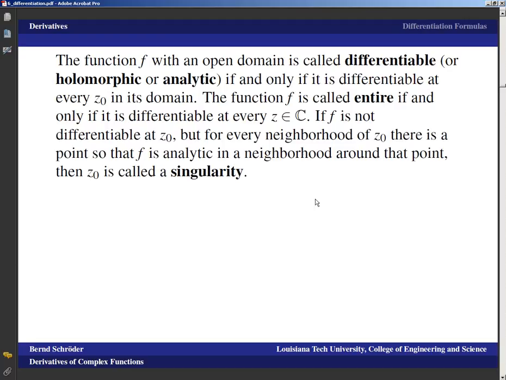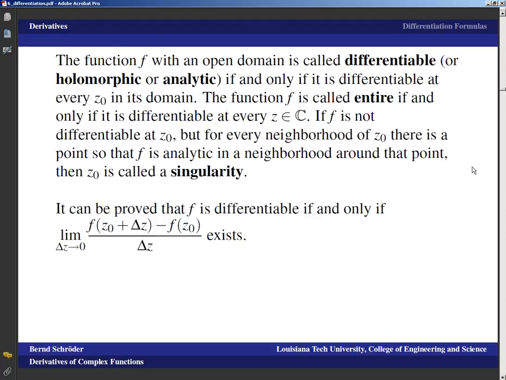And if f is not differentiable at z0, but for every neighborhood of z0 there is a point so that f is analytic in a neighborhood around that point, then z0 is called a singularity. Now that's a very technical definition. Again, the typical singularities that we will be looking at later in the course are situations where the function is defined on a deleted neighborhood of z0.